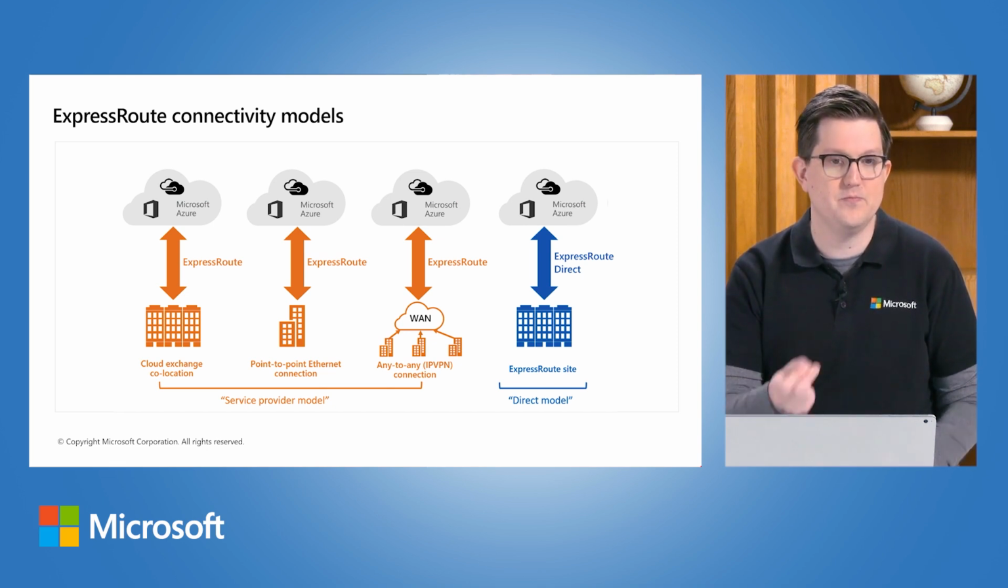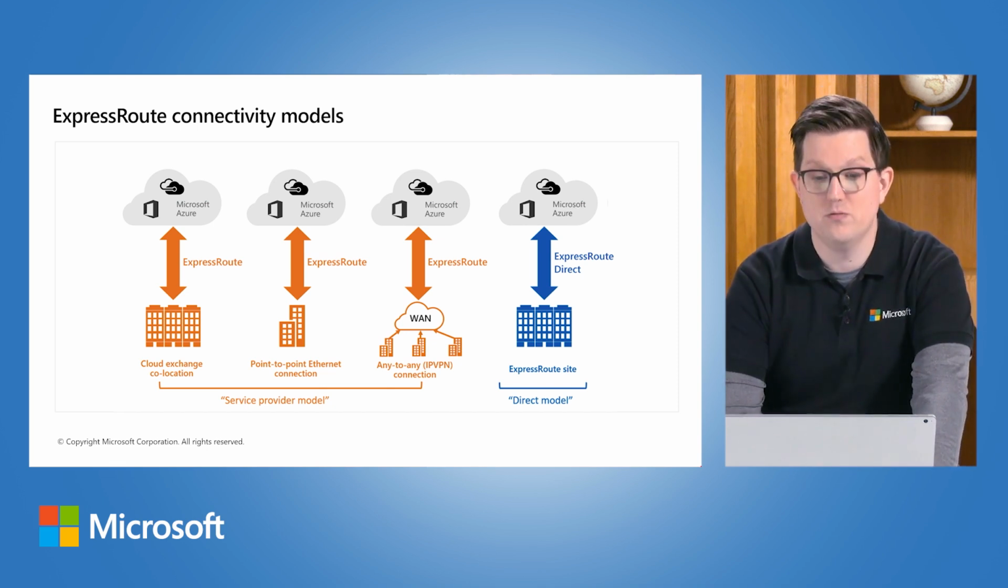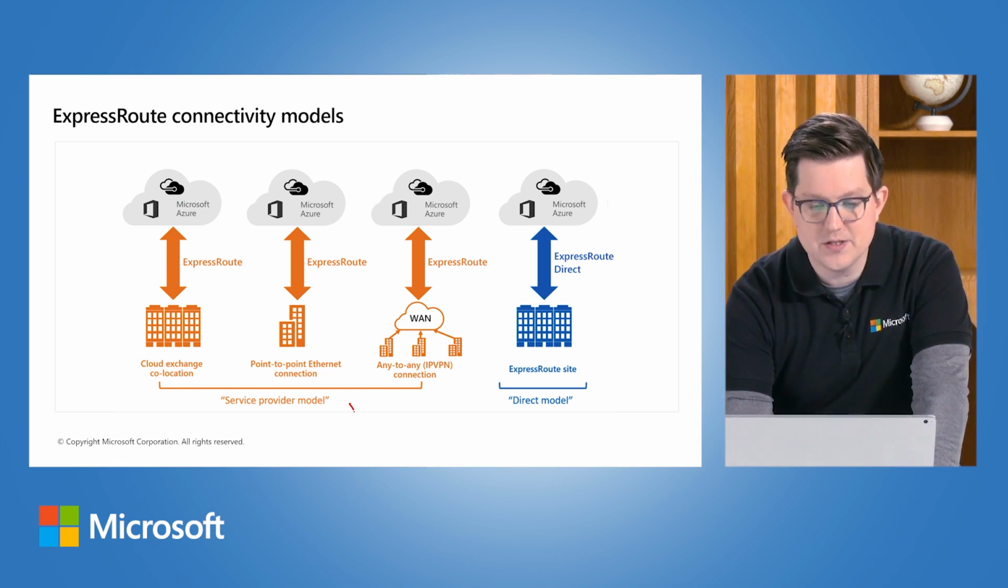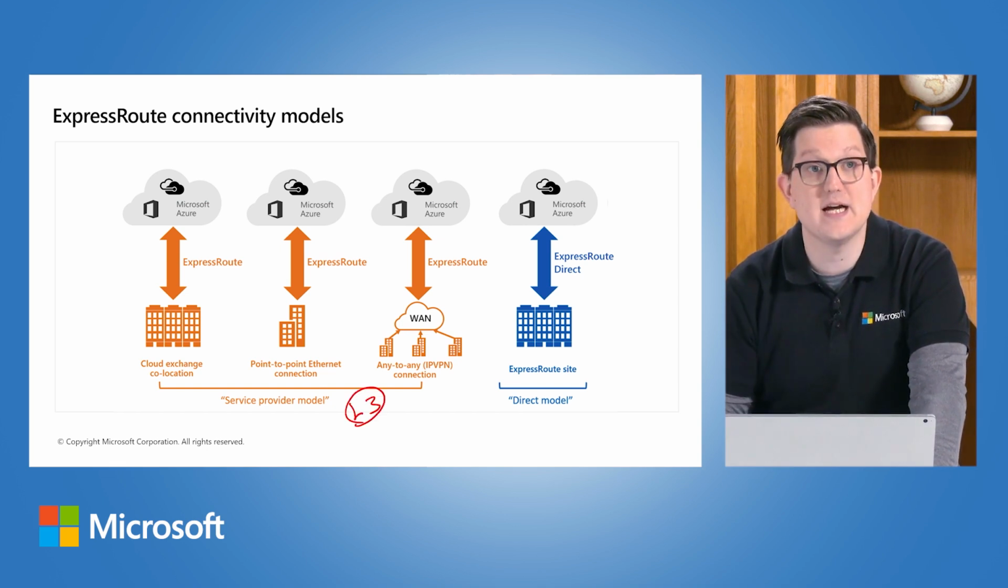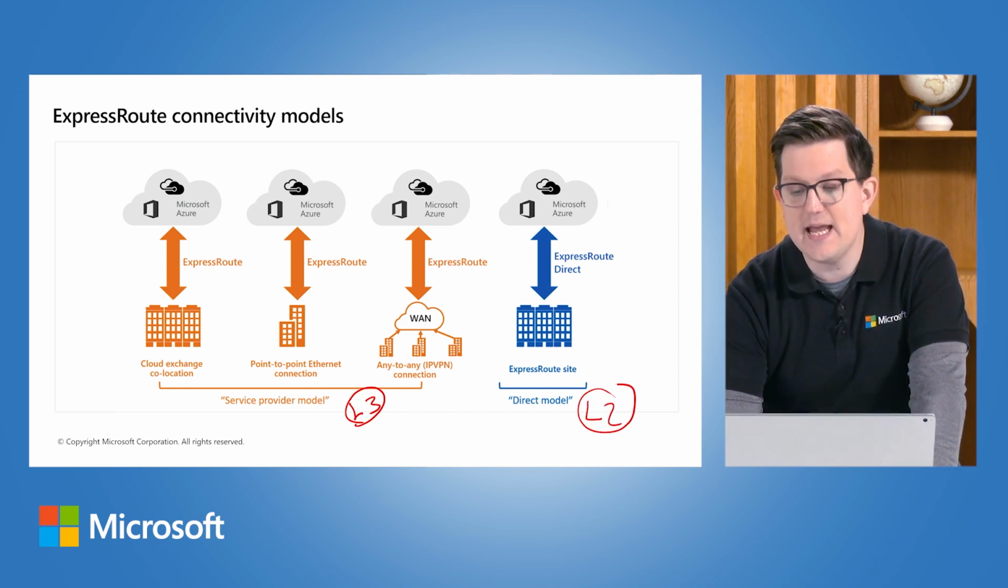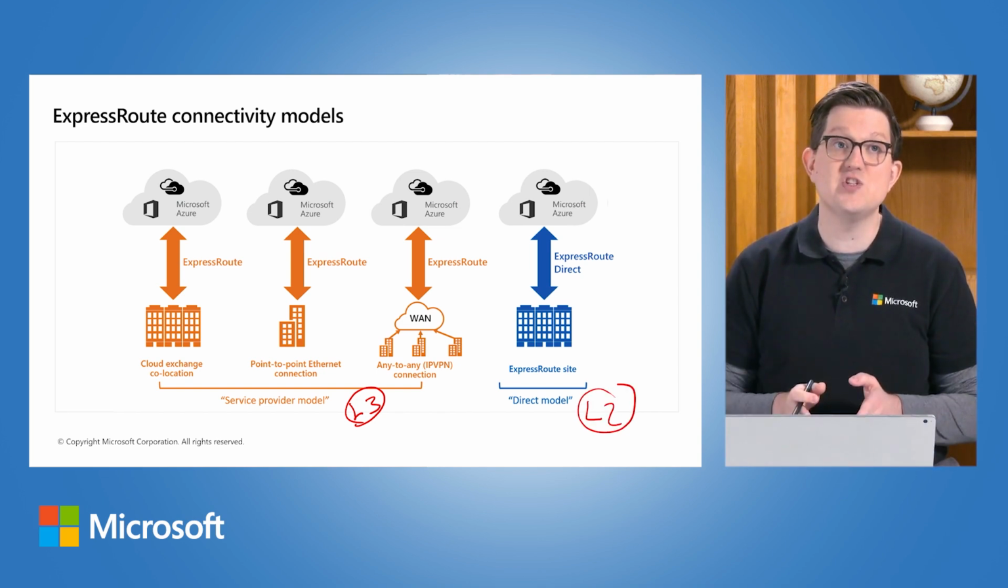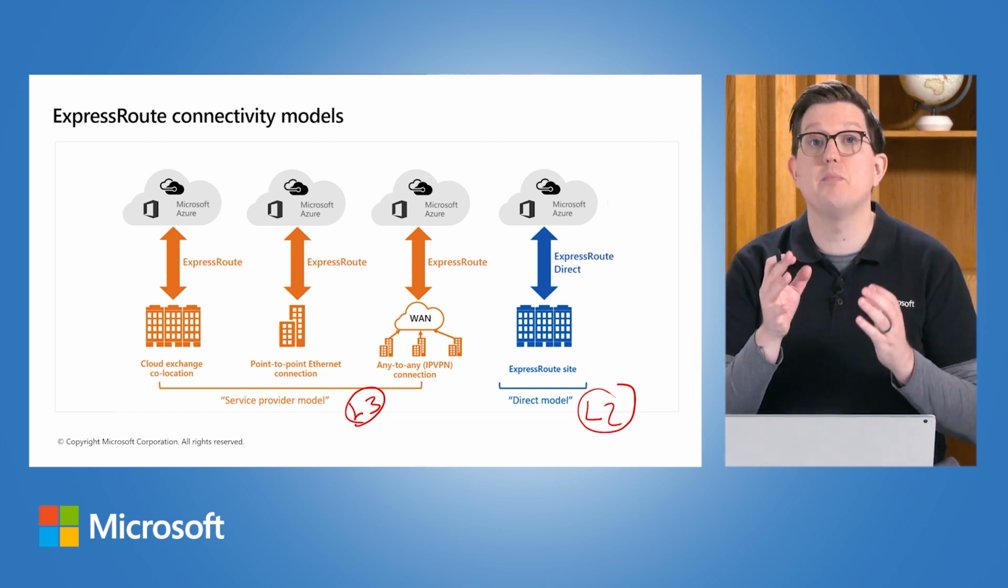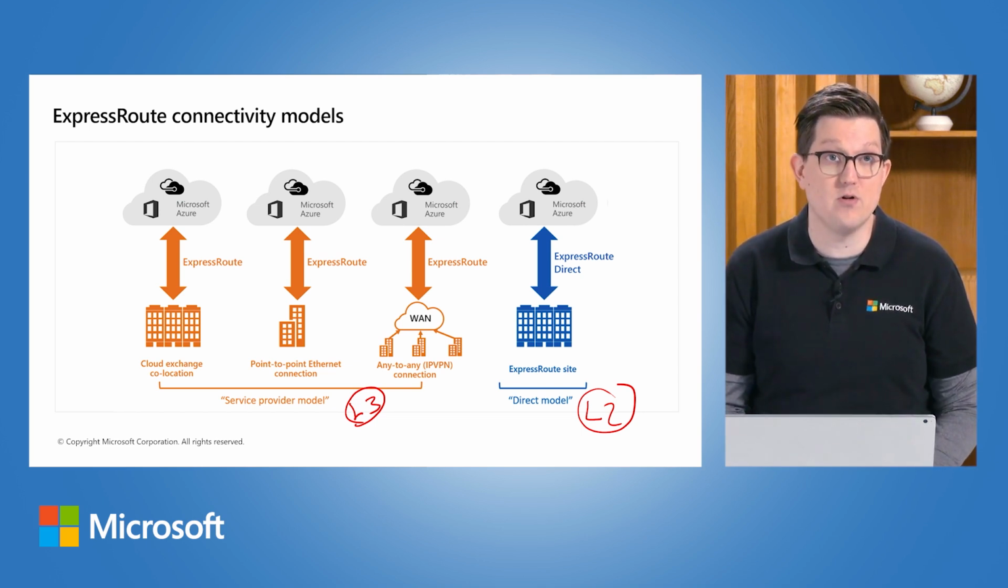The service provider model within ExpressRoute typically runs on layer 3 of the OSI stack. ExpressRoute Direct, however, is on layer 2, and what we're going to be provisioning is not a circuit, but a port to run your connections across.